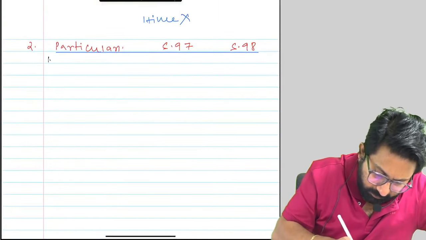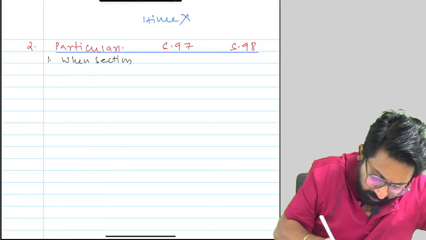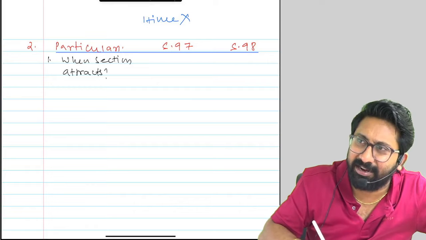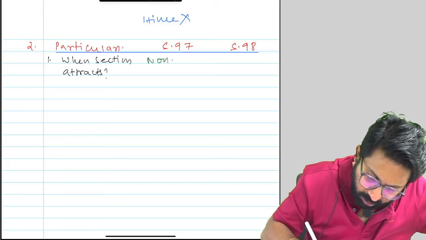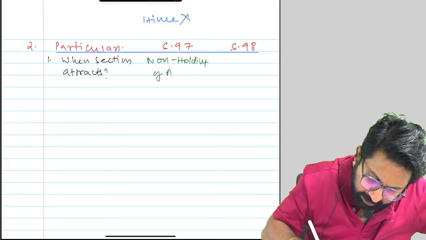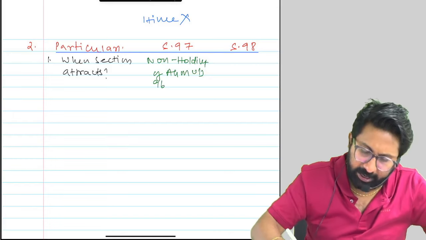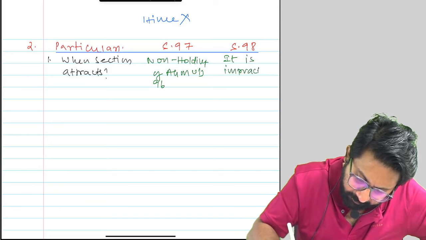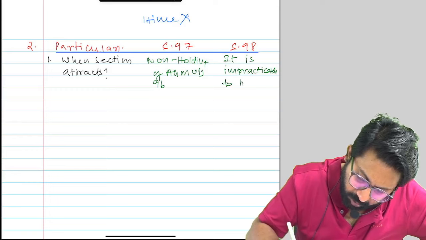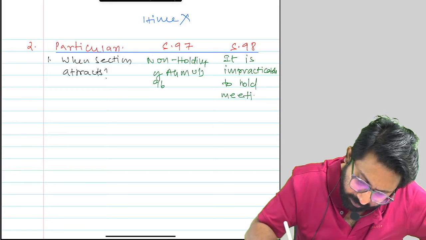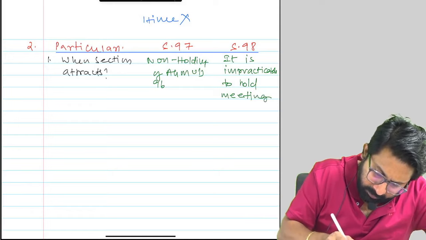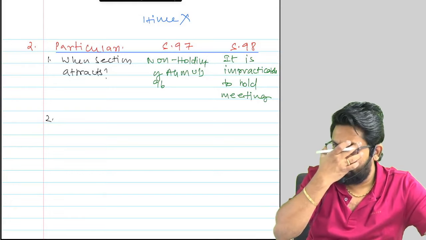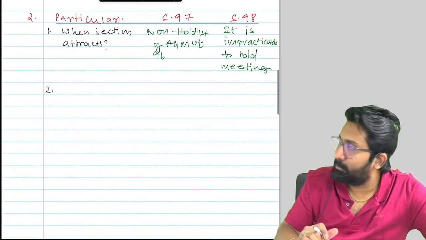Number one: when the section attracts. Don't just write, answer and write. Section 97: non-holding of AGM under section 96. Section 98: it is impracticable to hold a meeting.